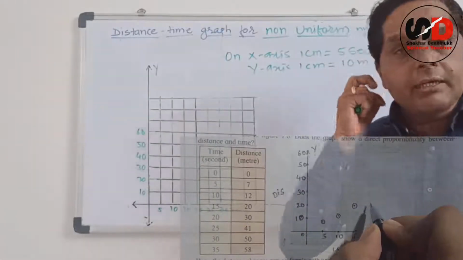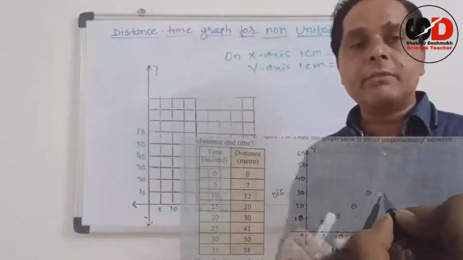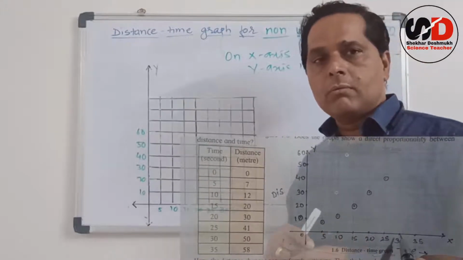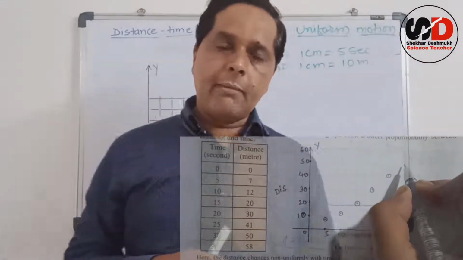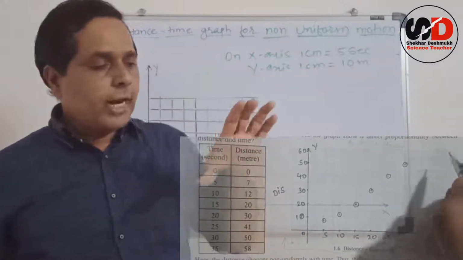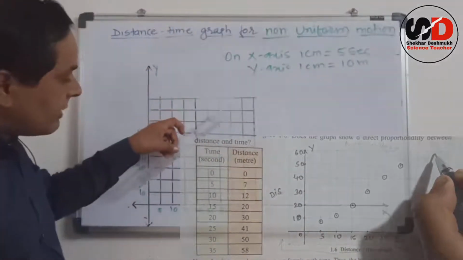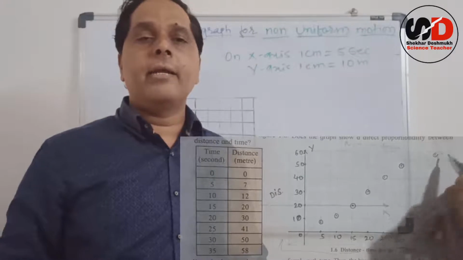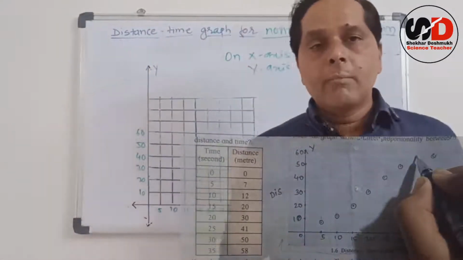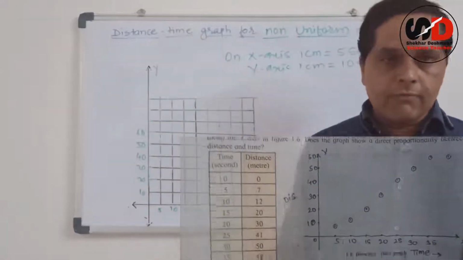That means see whether all these points are on the same line. That means whether it is a straight line graph or not. Tell me whether it is a straight line graph? No. If you take a scale and try to see whether the points are coming on a line, then definitely we can say these are not linear. That means the points are not on a straight line. So it is not a straight line graph.